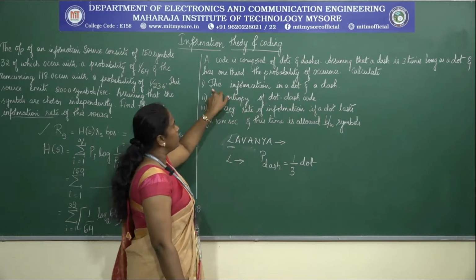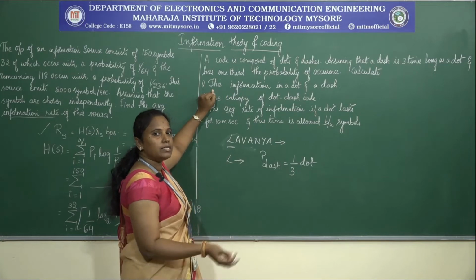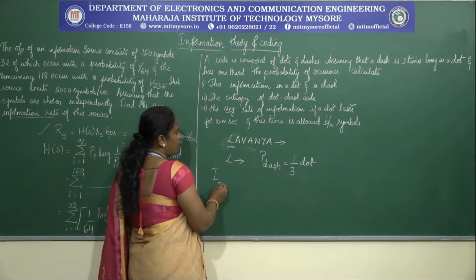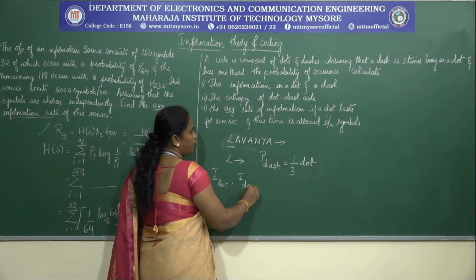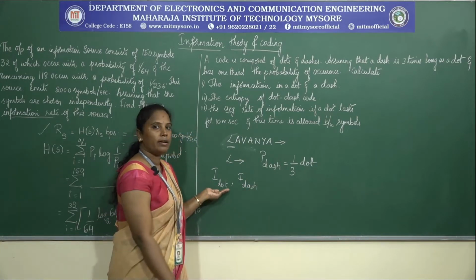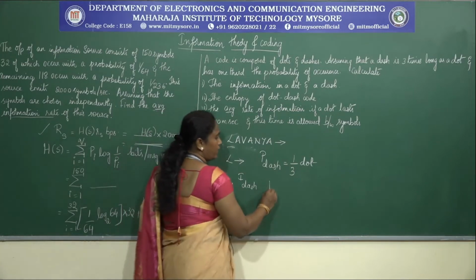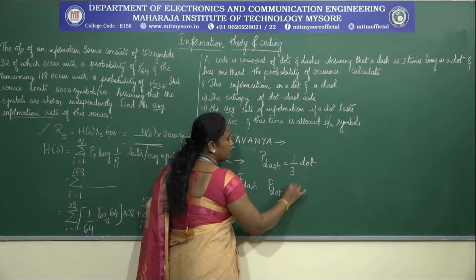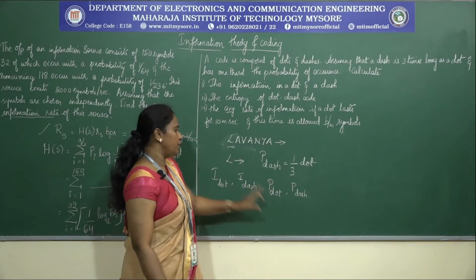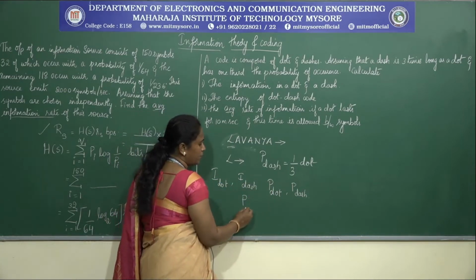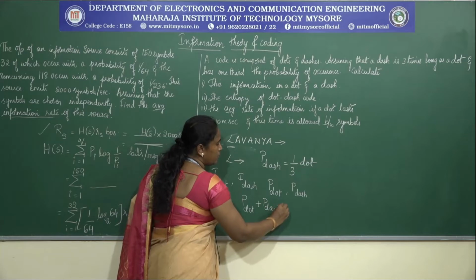Now calculate the information in a dot as well as a dash. That means I need to calculate the self information. So I need to calculate the value of I dot as well as the individual self information of I dash. In order to calculate my self information with respect to dot as well as dash, I need to calculate the probability of a dot as well as the probability of a dash. In general we know that the sum of probabilities, P dot plus P dash, will always be equal to 1.